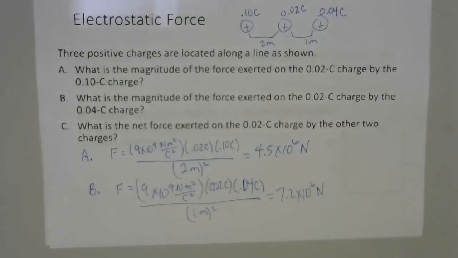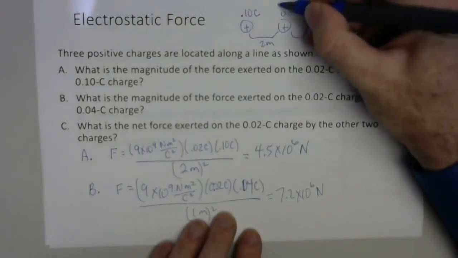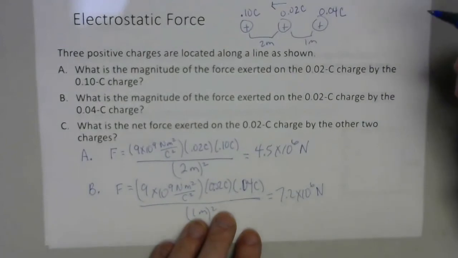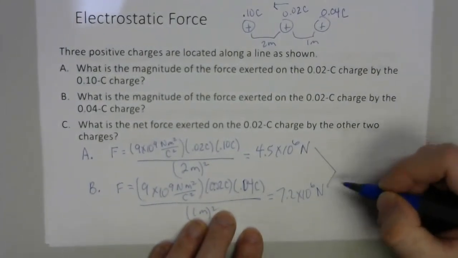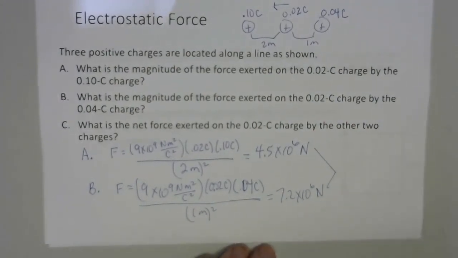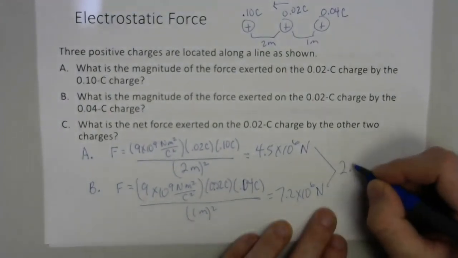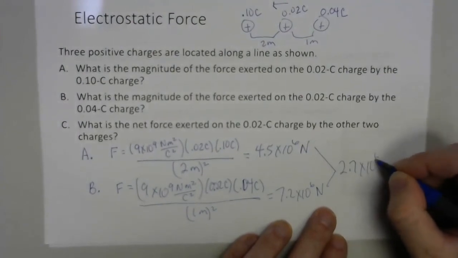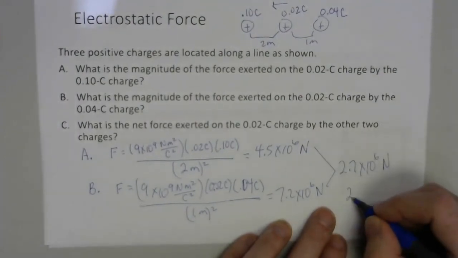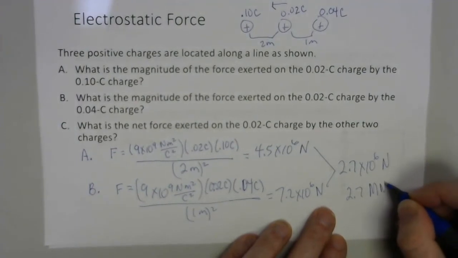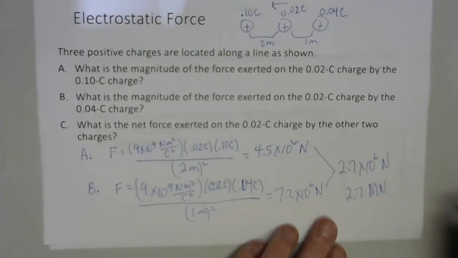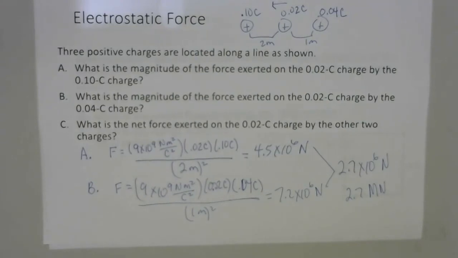Now, since they're repelling, that means the net push on this particle will be in that direction, which means to the left. So what's the magnitude? It's just the difference in there, the 7.2 minus the 4.5. So you get 2.7 times 10 to the 6 newtons, or 2.7 meganewtons to the left. That's been a brief tutorial on electrostatic force.